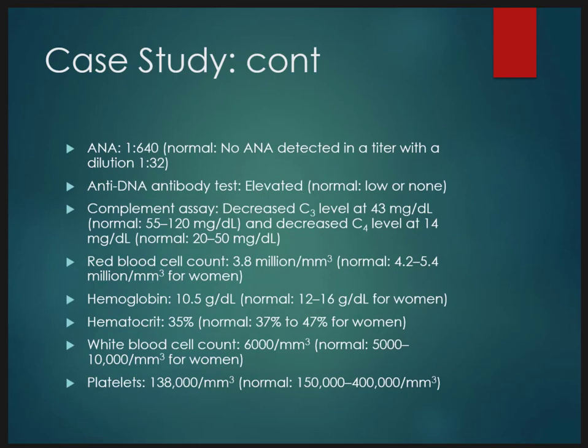We have an ANA that's normal. Her anti-DNA antibody test is elevated. She has a decreased C3 level. Her red blood cells are a little bit below normal. Her hemoglobin is at 10.5, where the normal for women is anywhere from 12 to 16. Her hematocrit's at 35. Her white blood cells are at 6,000, and her platelets are at 138,000.